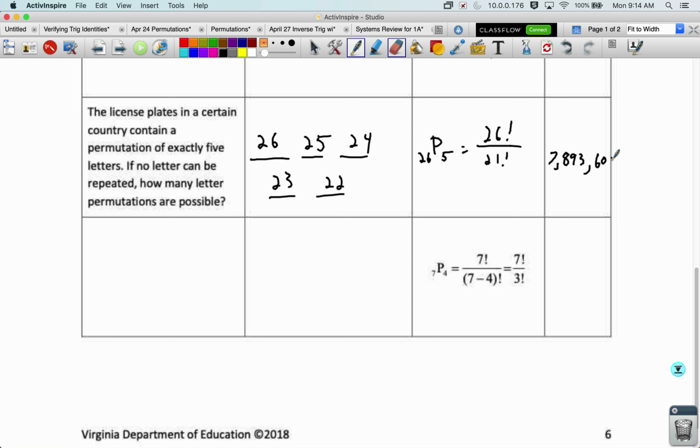7,893,600 different possible license plates. All right, can we write another scenario where we're only given this? 7 pick 4. Let's make sure this is done correctly. So we need to have 7, then 6, then 5, then 4. So we're picking 4. Let's calculate what that is.